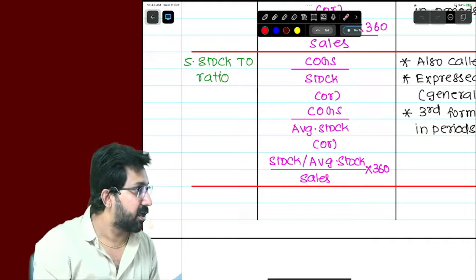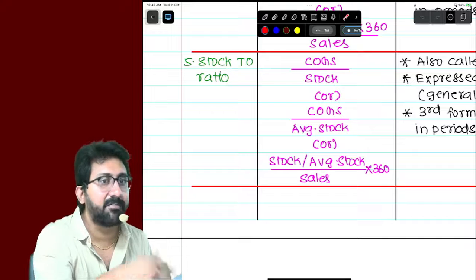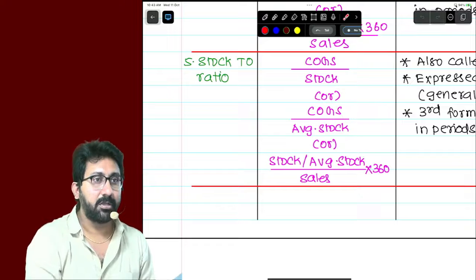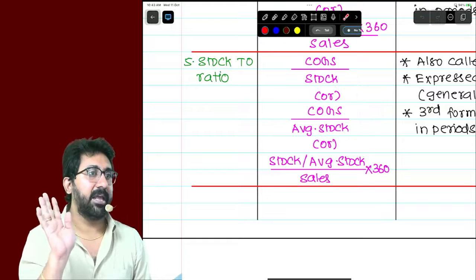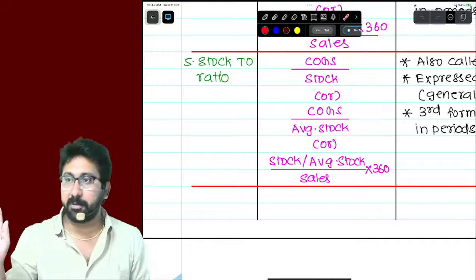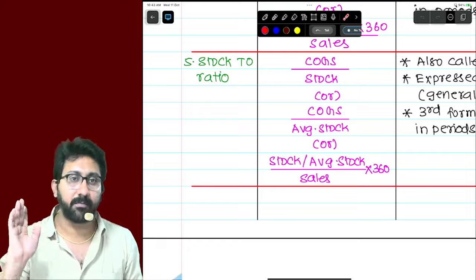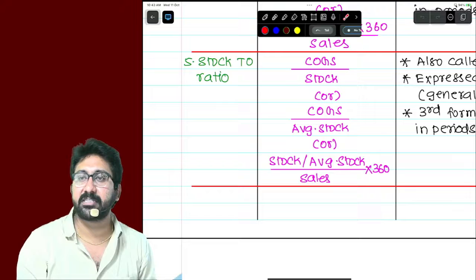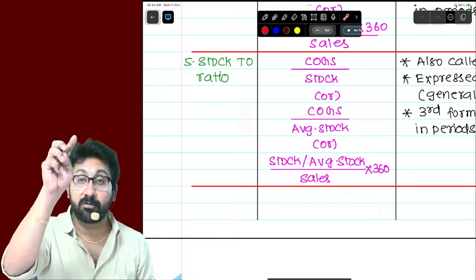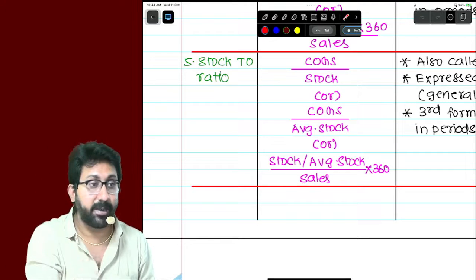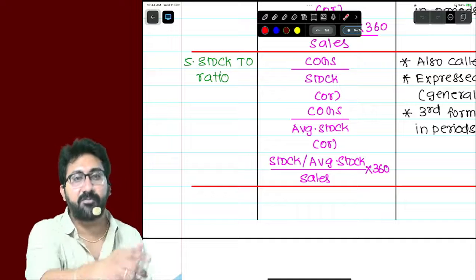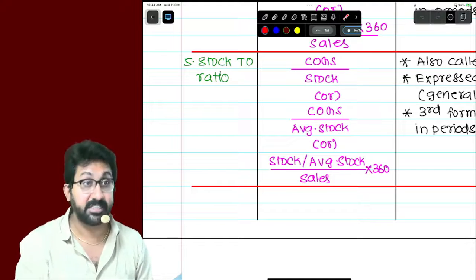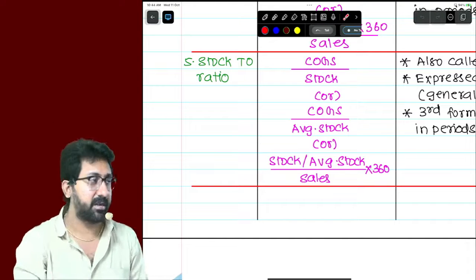Are you understanding or not? If sale happens, stock converts into debtor. Stock is there, sale will not be there. Sale is there, stock will not be there. Both can't run on the same platform. Listening everyone? So what should be taken whenever I say stock turnover? Cost of goods sold by stock, or cost of goods sold by average stock. Or if you want it as number of days, stock by sales into 360. That reason I will tell you when we come there.